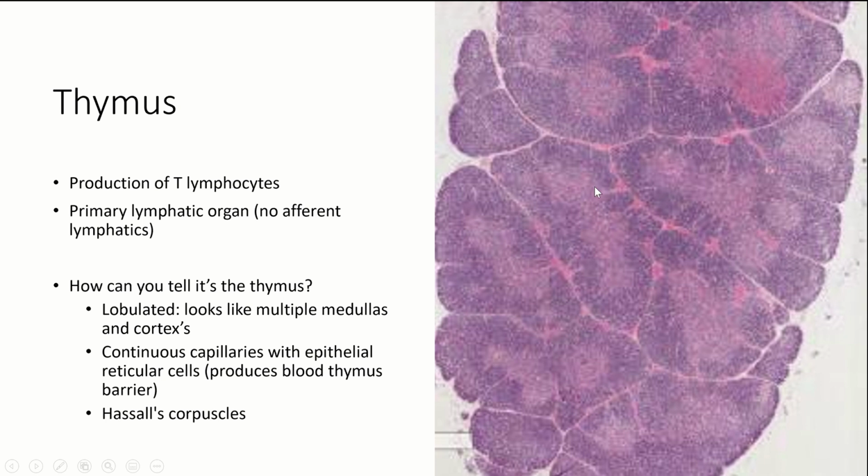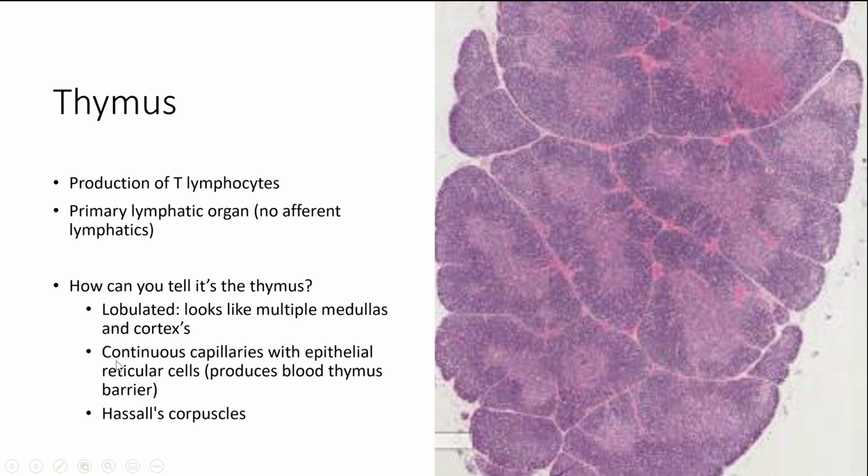Really, this medulla is interweaving between all these lobes to connect to each other, and same as the cortex. But it looks like there's multiple medullas and cortexes, and that's just because it is lobulated. And that's very characteristic of the thymus. So if you see this kind of lobulated appearance, that's the thymus. Okay? And then when we look closer at the thymus, we'll see that it has continuous capillaries.